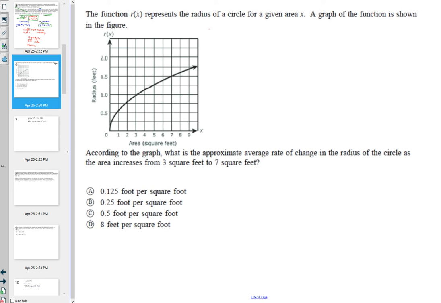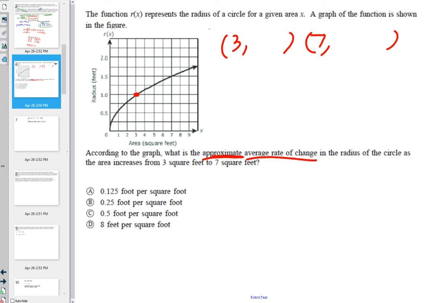This function represents the radius of a circle for a given area. According to the graph, what is the average rate of change? What does average rate of change mean? It's slope, okay? And the x-axis is square feet. So the 2 points they're giving me are 3 and 7. I have to see what the y's are that go with them. Does it say approximate? Yeah, approximate is good, because this is a little iffy here.